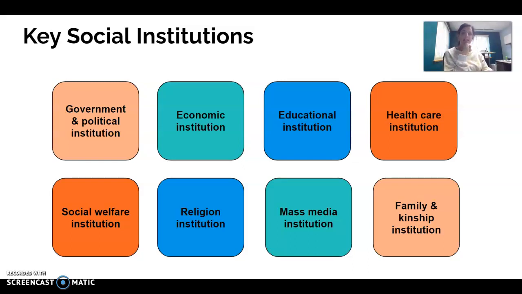All right, so there are 8 different key social institutions that we explore in this dimension. There's the government and political institution, economic, educational, the healthcare institution, social welfare, religion, mass media, and family and kinship as an institution. This one might get a bit blurry, because we also identify family as a different dimension. But as we go through the slides and define these, you'll see how the concept of family does provide some structure within society, because it's intended to be the institution where people learn their culture, as you'll see when we get to it.